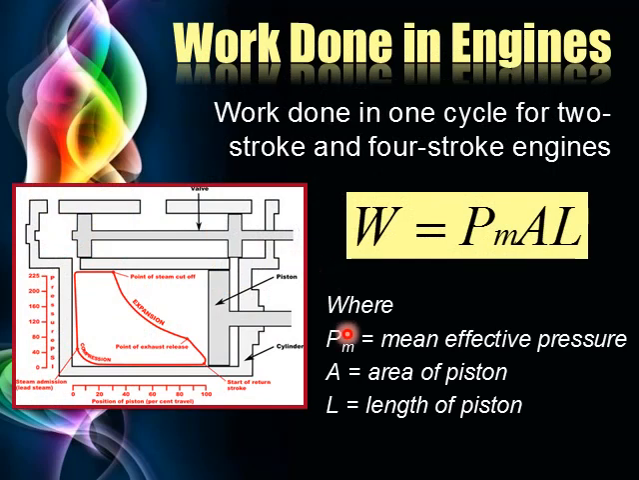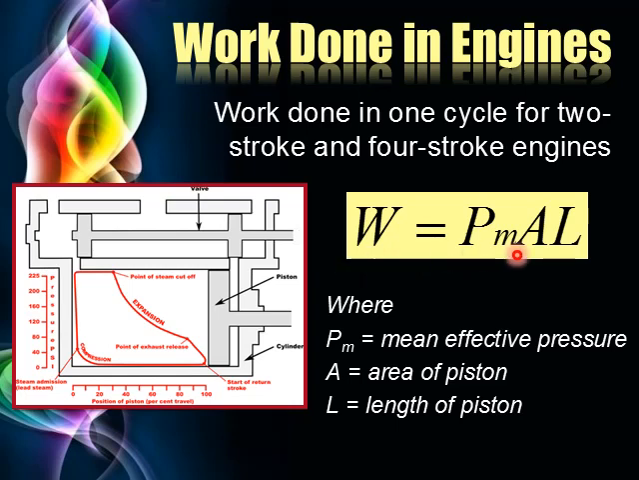Now, let's apply work in industry. Here we have the work done in engines. The work done in one cycle of 2-stroke and 4-stroke engines is given by this equation. Work is equal to the mean effective pressure, P sub M, times AL, the area of the piston and the length of the piston. So this is actually also equal to FD.